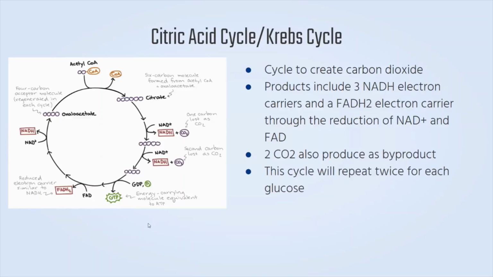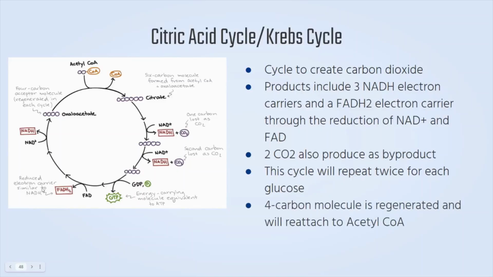And this cycle will repeat twice for each glucose, because in the beginning we started with 3 carbons, and we had to take one out in the previous step, which created acetyl-CoA, and glucose has 6 carbons, so you will need 3 plus 3. And as a result, a 4-carbon molecule is regenerated, oxaloacetate, and it will reattach to acetyl-CoA to become citrate and go through the entire cycle again.